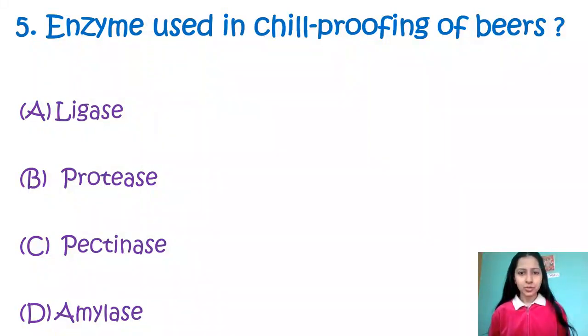Question number 5. Enzyme used in chill proofing of beers. Option A ligase, option B protease, option C pectinase, and option D amylase. So what exactly is chill proofing? Chill proofing is a term used in the beer industry. When beer is produced, there are many chances of haziness being created in it. To prevent that haziness, to protect its clarity, and even to enhance its brightness, an enzyme is used. That enzyme is protease. It is used at a temperature of around 0 degrees, below 0 degrees Celsius. So my correct option will be option number B protease.